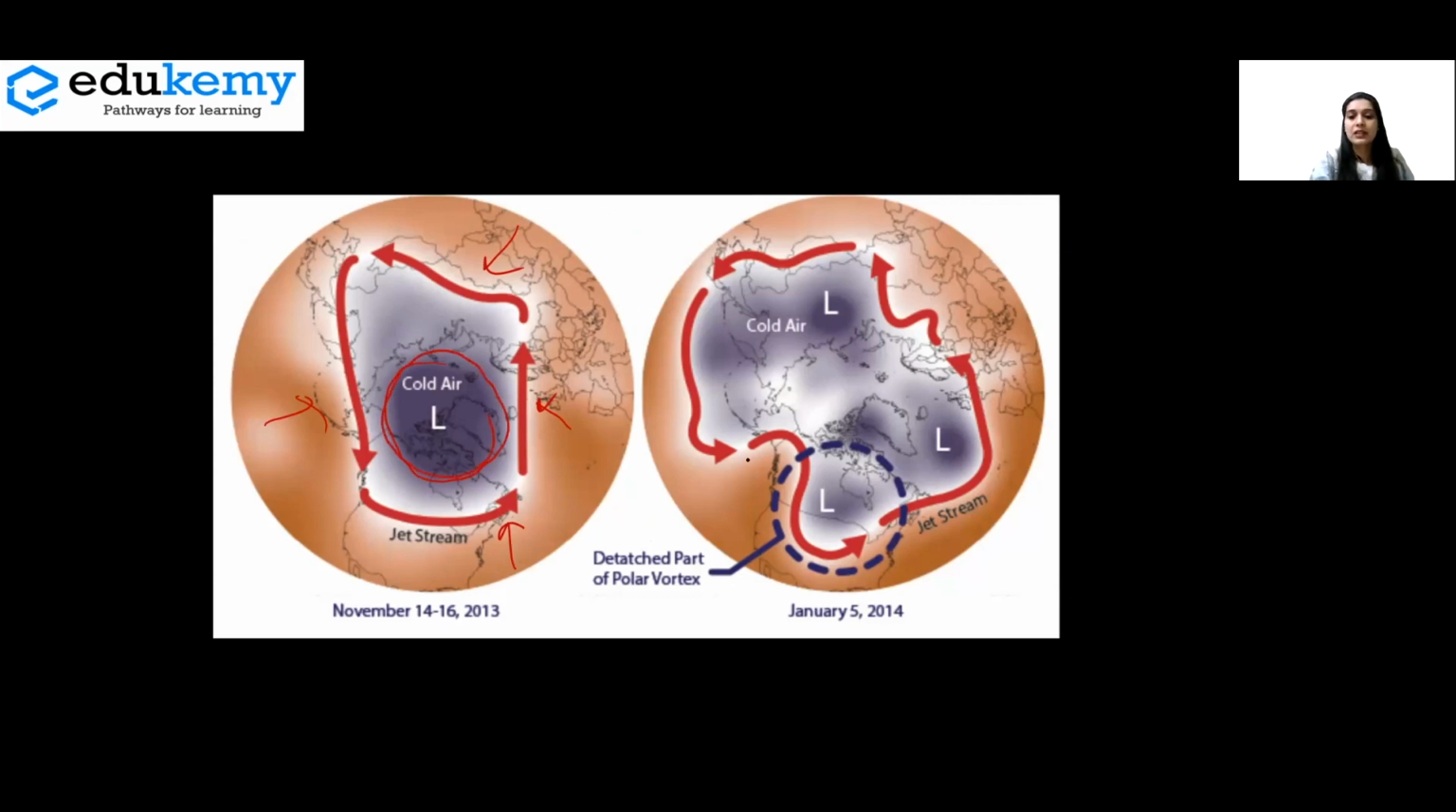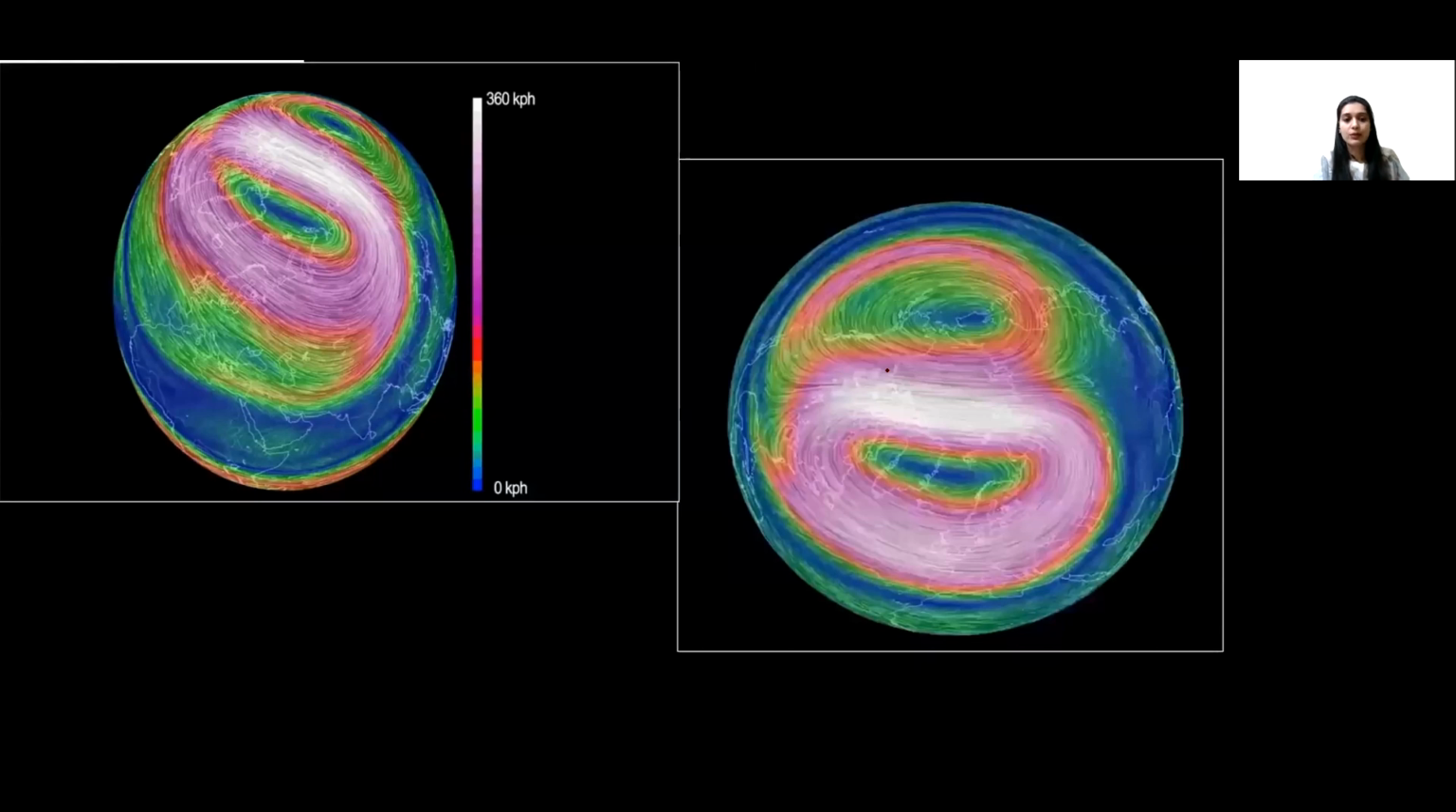Now what happened is this jet stream has started meandering and it is going towards the lower latitudes, and now this entire system has collapsed. Warm air aa gaya hai, theek hai, it is warmed and the entire cold air system has collapsed, and it can also be understood by this.